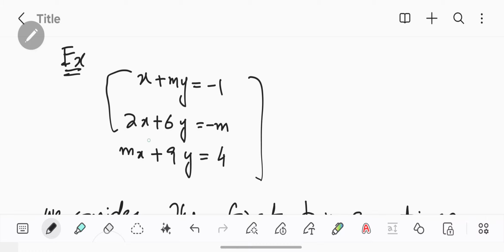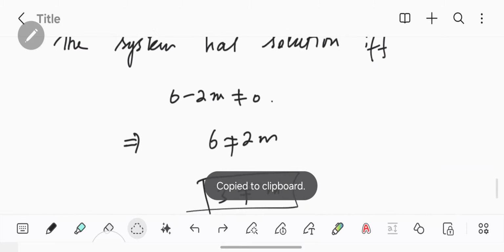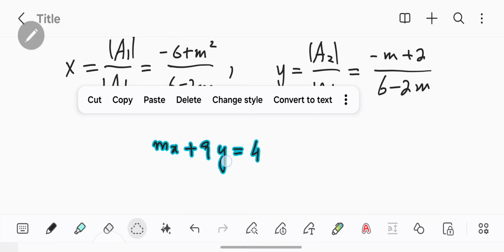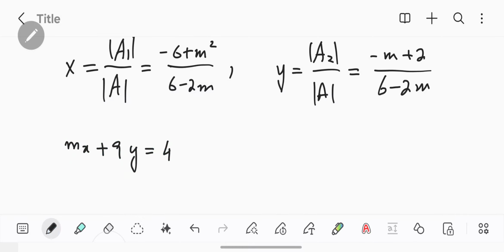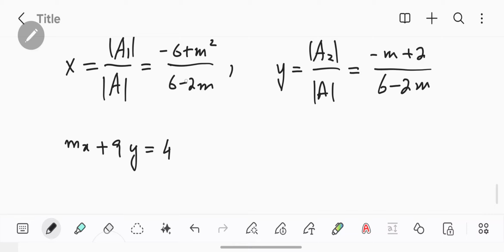Since we did not consider the last equation, what we will do is copy this equation and use the solutions from the first 2 equations and put those solutions in the last equation. For example, this is the last equation and these are the solutions obtained by the first 2 equations. So what will I do? I will put these solutions in the last equation.